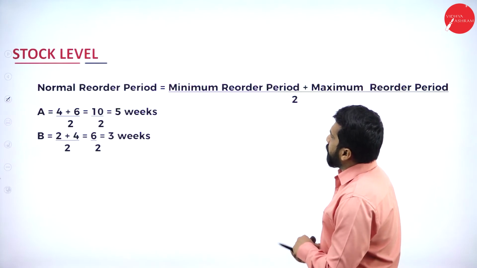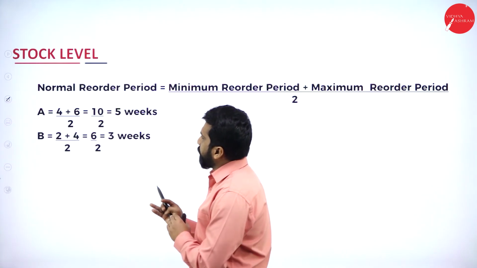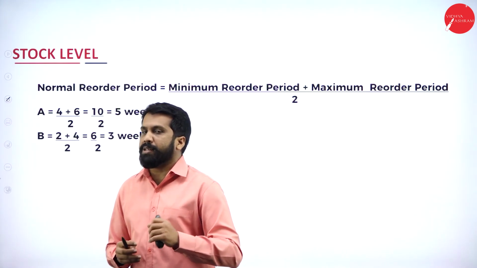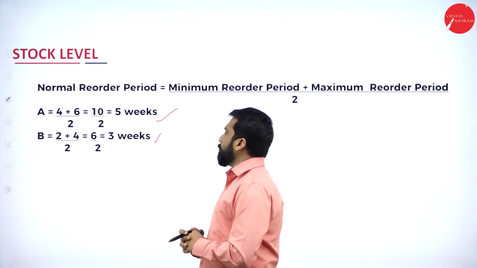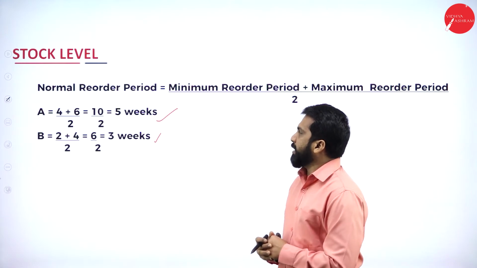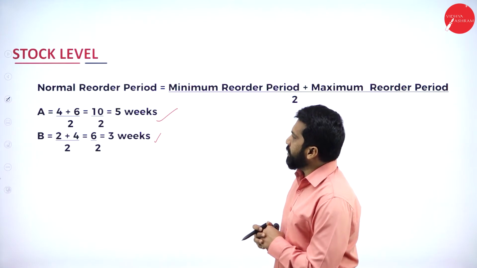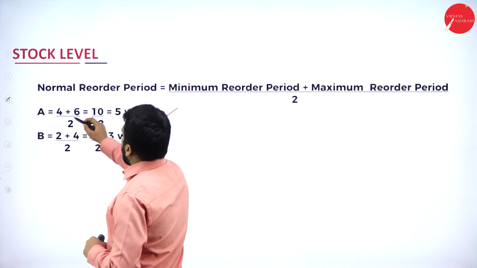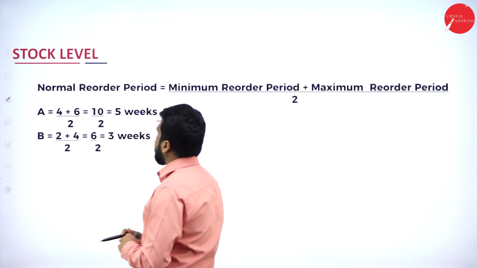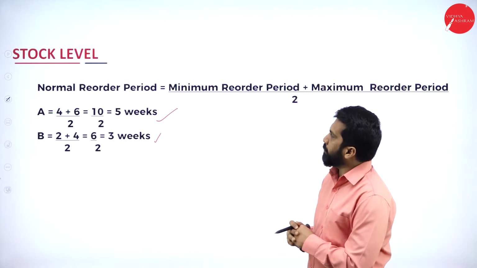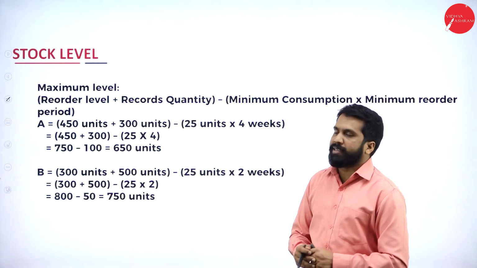So, your stock level, as I told you, I have done this calculation in the question itself. Same calculation they have done. What is the normal reorder period? It is 5 for A and 3 for B. You have to do this calculation: 4 plus 6, 10 divided by 2. 2 plus 4 is 6 divided by 2. So we're done with your normal reorder period calculation.